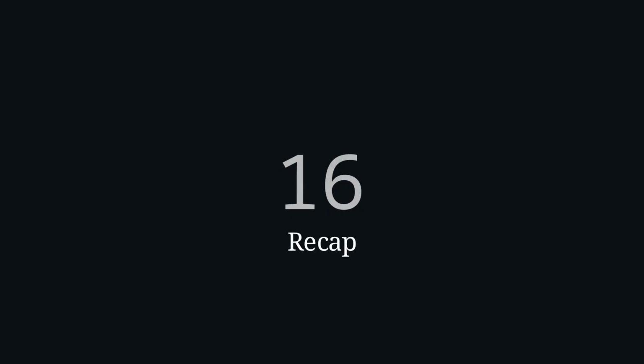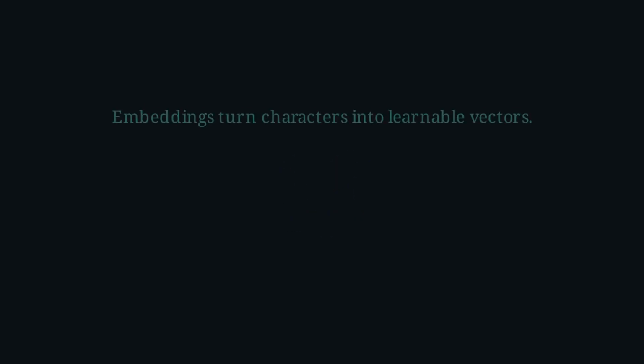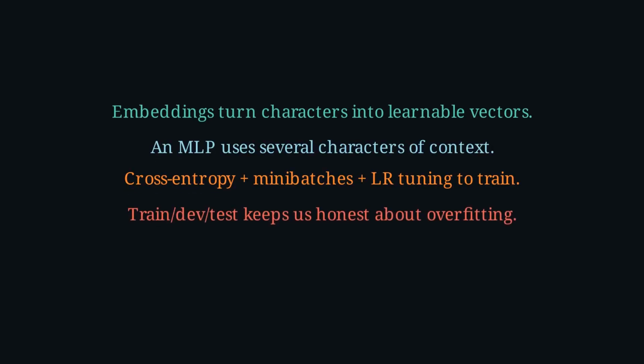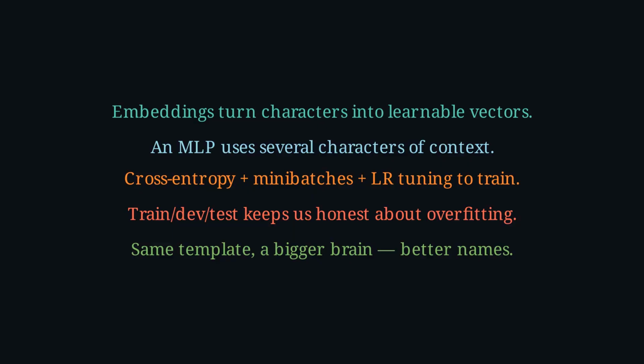Chapter 12. What we built, and what's next. Let's recap. We embedded characters into learnable vectors. We used a multi-layer perceptron to combine several characters of context. We trained it with cross-entropy, mini batches, and a tuned learning rate. And we used train, dev, and test splits to stay honest about overfitting.